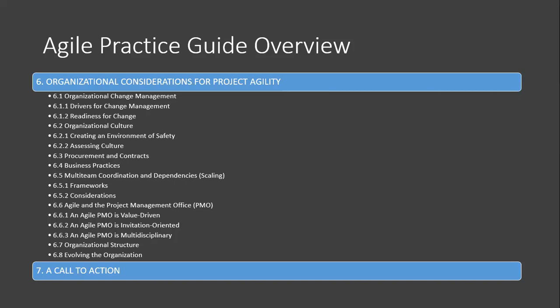So if you're in a PMO, what should an agile PMO be thinking? Value. An agile PMO should be invitation oriented. You want those people who are going to engage with the PMO to deliver value to be invited, right? An agile PMO has multidisciplinary facets to it. You want people who are capable and aware to deliver value from a number of perspectives, whatever those are, depending on the company need. Then we talk about organizational structure and evolving the organization. And I'll just say here, go to the annex because there's a very helpful tool, the Agile Radar, and that's going to help you understand if your organization is a good fit for Agile or not. And chapter 7, call to action.